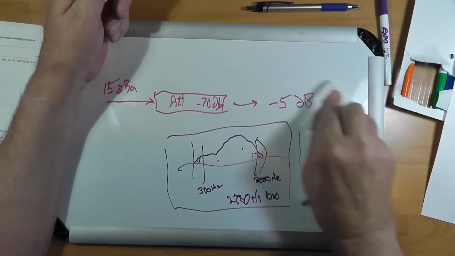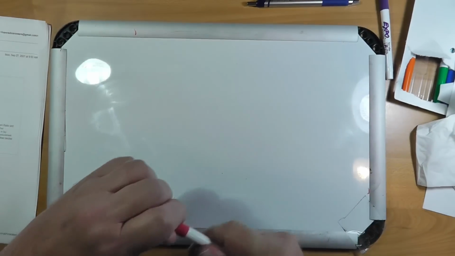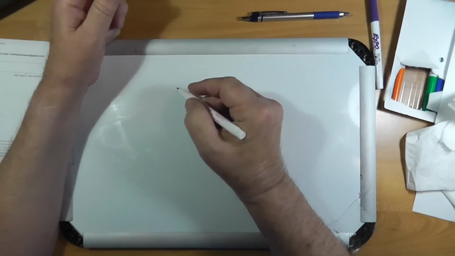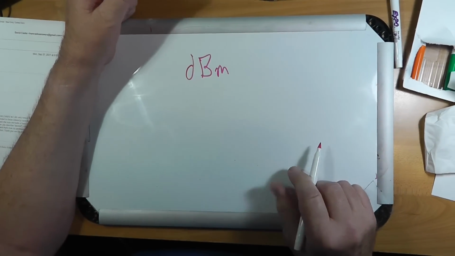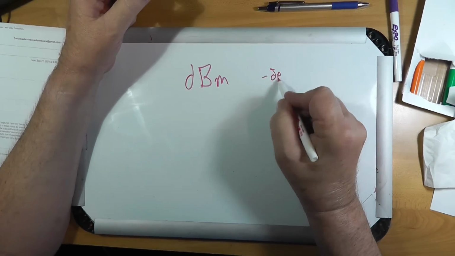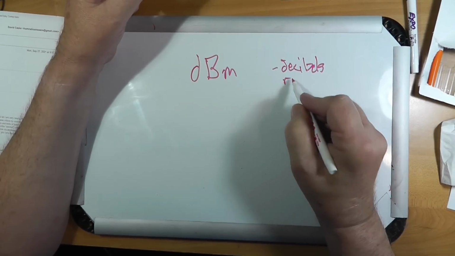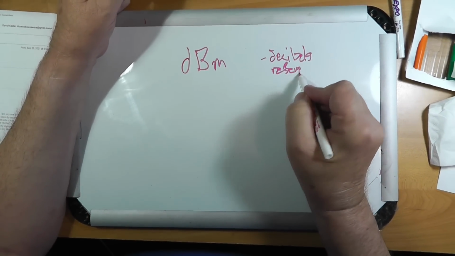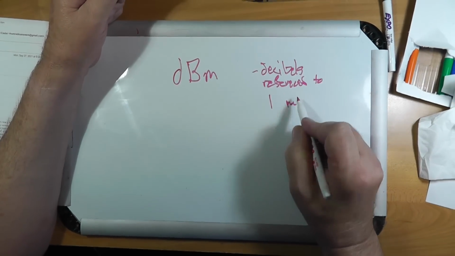Now let's look at other things that you can do. You have seen the term dBm. This is decibels referenced to 1 milliwatt.